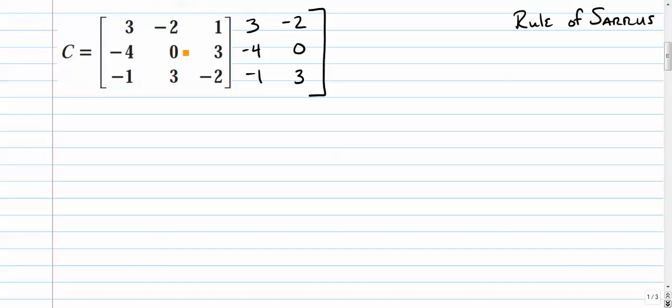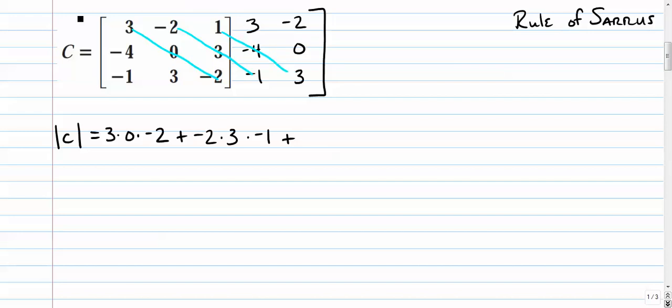What we're basically gonna do is, to find the determinant, which is what we're trying to do, you're going to take this diagonal and multiply them. So 3 times 0 times negative 2 plus the product of these three terms, these three entries in that diagonal, plus the product of these three terms in that diagonal.